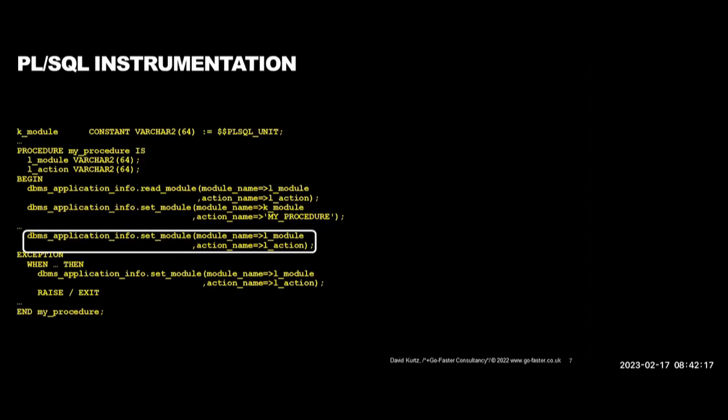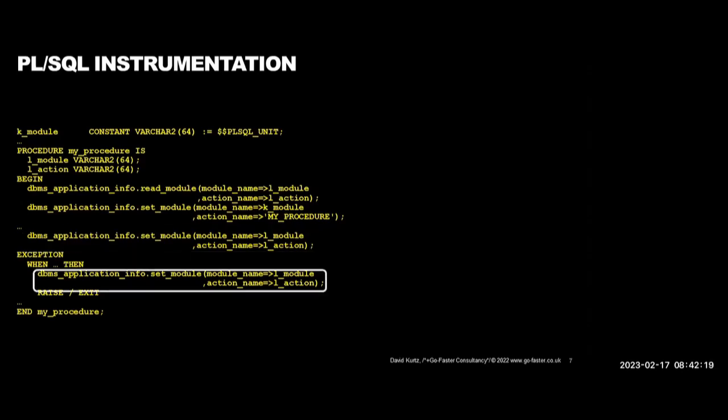And because of this on-off arrangement, you need also to put it into every exception. So every exit point from an application needs to reinstate the old module and action. And if you do that in your code consistently, it will let you see where a SQL statement came from, where you have got to in a SQL statement. You know, I'm looking at my session information in V$SESSION. I can see the module and action where it is currently executing.